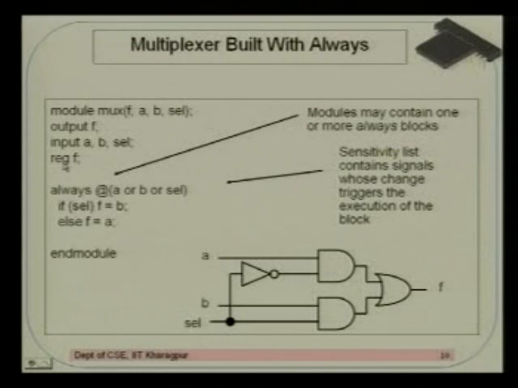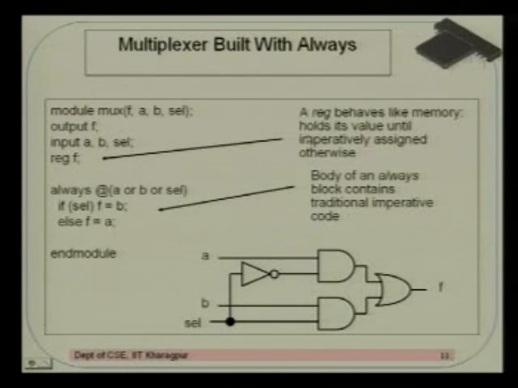But reg is not a hardware register, that is very important. A reg behaves like a memory, it holds its value until it is imperatively assigned otherwise. And the other important thing is that the body of an always block has traditional imperative code. It's a very traditional piece of code, which you have already seen in the language C, for example, because it's sequential code. Therefore in an always block, whatever you see is executed one by one. That is, the first line is executed first, then the next line. So you know this particular coding style, and this is a traditional piece of code.